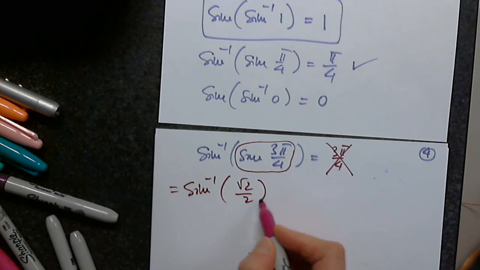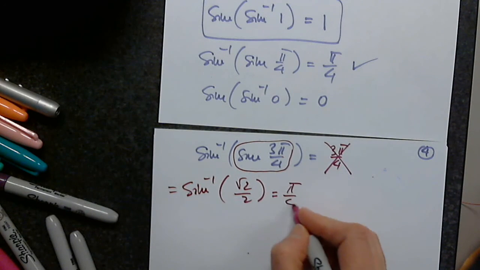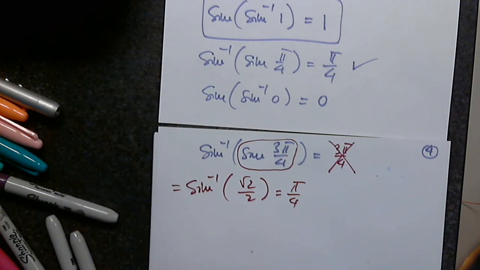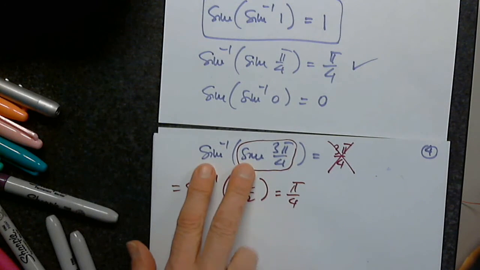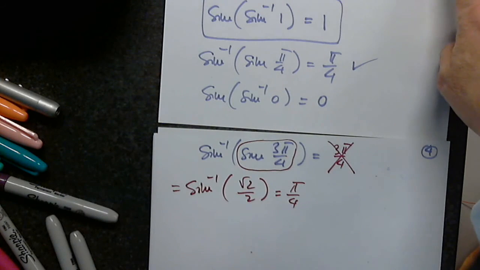And now I'm asking myself, sine inverse of a number that is the square root of 2 over 2, what could the angle be? Pi over 4. As you see, the answer cannot be 3 pi over 4, but the answer is pi over 4. I was not able to use the property of inverse functions here because the condition was not fulfilled.